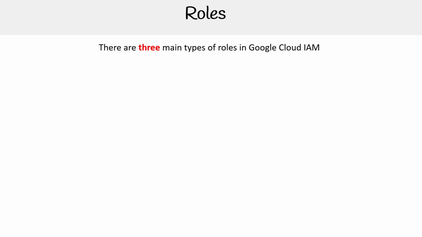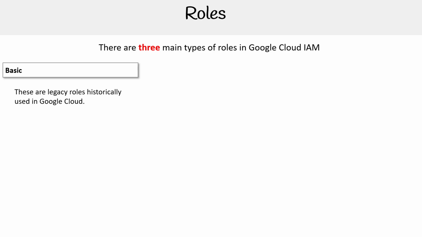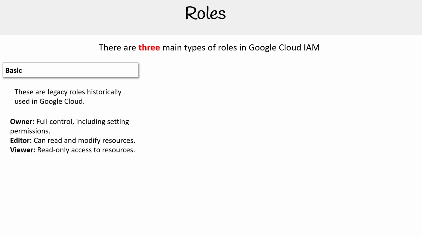There are three main types of roles in IAM. We have basic. So these are legacy roles historically used in Google Cloud. They would be things like giving you full access. So we'd have owner, which would give you full control, editor, which can read and modify resources, and viewer, which is read only. A lot of people still use owner and viewer, but they generally say, if you can, don't use these anymore. But I still think there's use with owner and viewer.